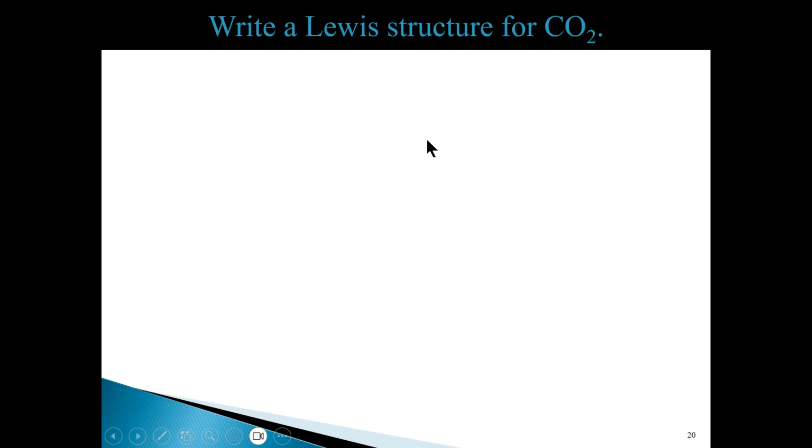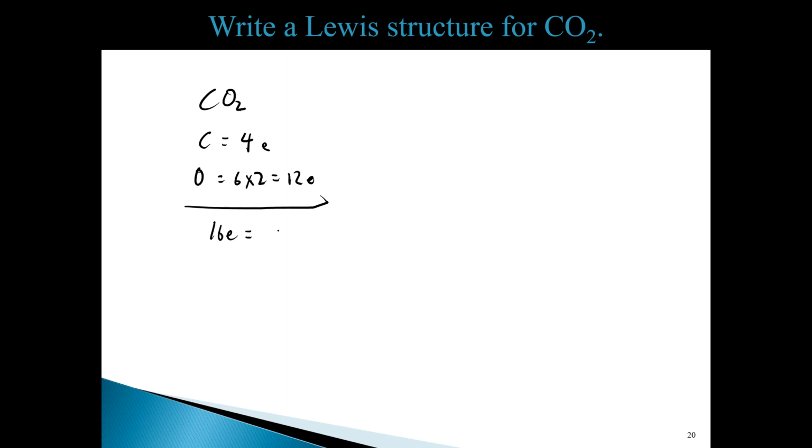So let me do another example here. Let's say you're asked to draw the Lewis structure of carbon dioxide. All right? So we go to the periodic table. You see that carbon belongs in group 4. So therefore, it will contribute 4 valence electrons. And oxygen belongs to group 6. But because there are 2 of them, we have to multiply that 6 by 2. And that gives you 12 electrons contributed by the 2 oxygen atoms. So therefore, the total number of valence electrons here would be 4 plus 12, 16 electrons, which is equal to 8 pairs of electrons. I like to work with pairs.